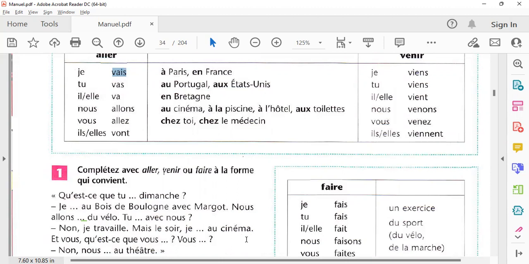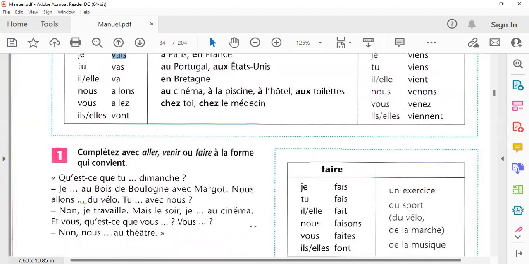Cinema. I go to the cinema. Yeah, I go to the cinema, I am going to the cinema. And I just want to remind you that in French, there is no continuous tense. It is the same thing in writing, whether I say I go to the cinema or I am going to the cinema. D'accord, très bien. So we finished this sentence.